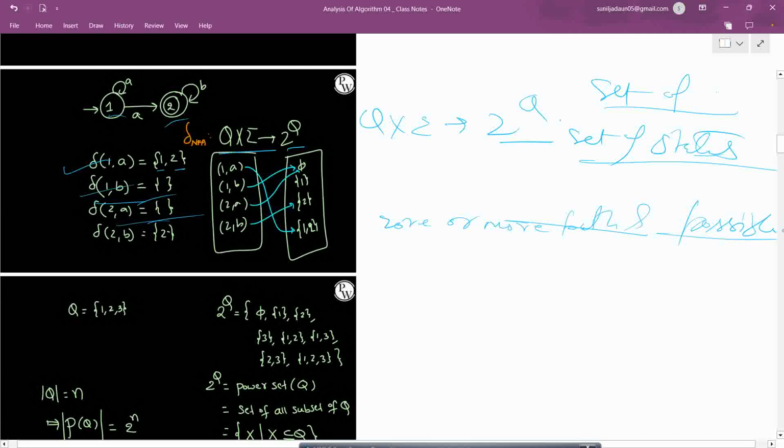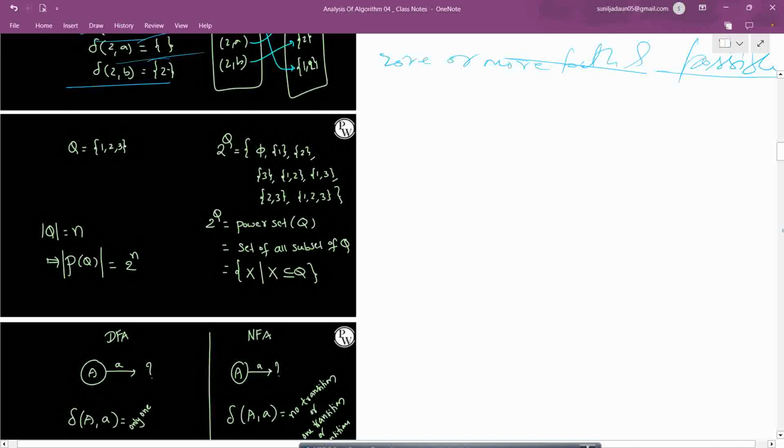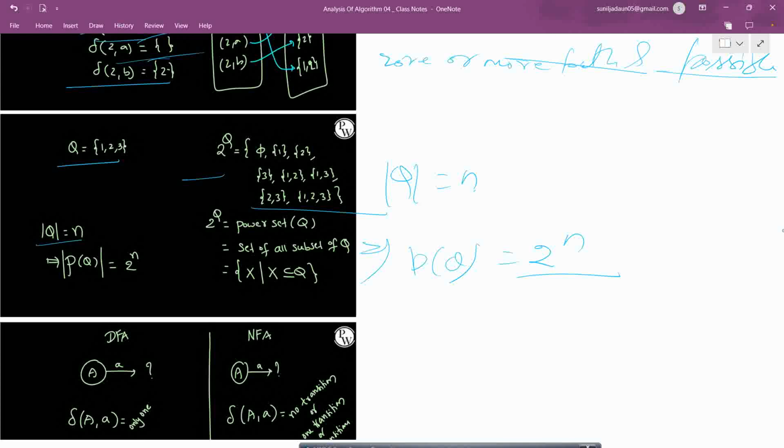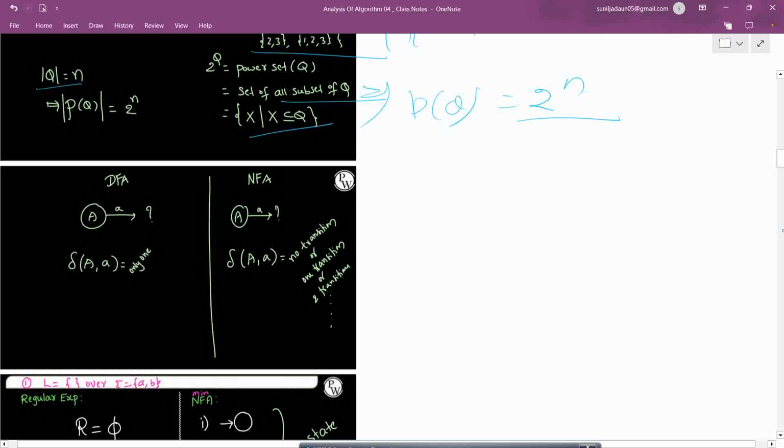Okay, so if Q is 1 to 3, then 2 to the power Q could be this, and the number of subsets, the power set of Q, is 2 to the power n. Power set of Q is the set of all subsets of Q. What is the DFA, NFA, comma a: only one, no transition possible, one transition possible, two transitions possible, and so on.